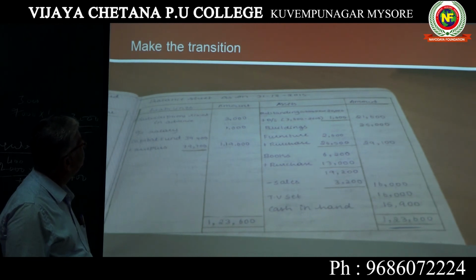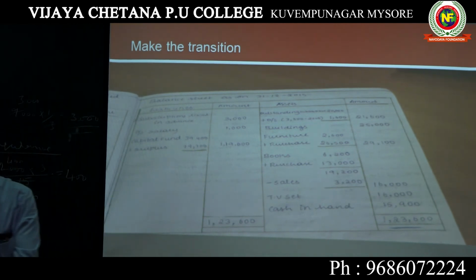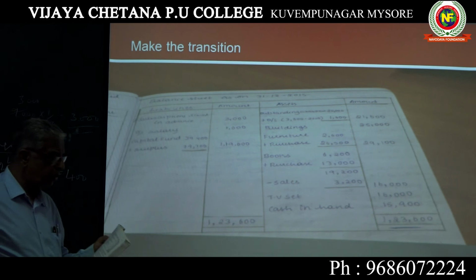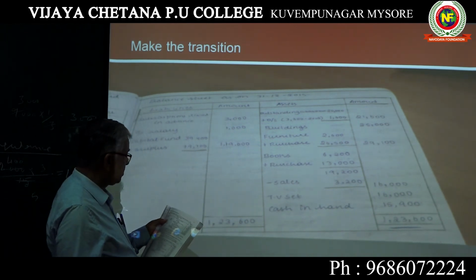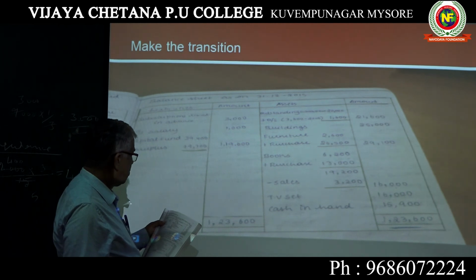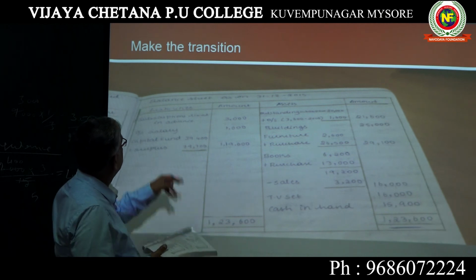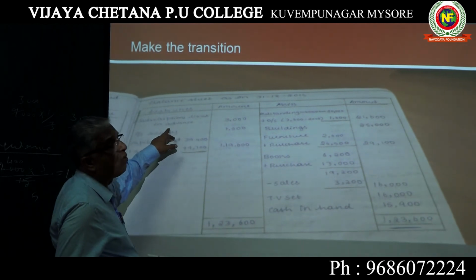And then subscription received will come to the liability side. Subscriptions received in advance. So you see here in the receipt side, he has given for 2014 year. Now 15 means in your textbook I think it may be 16. So receipt side, you see, for 2016, 3,000. So subscription received in advance.